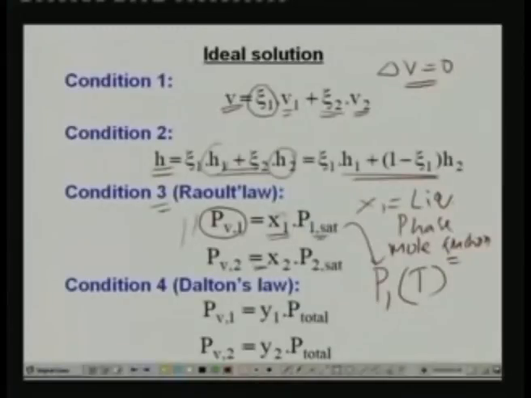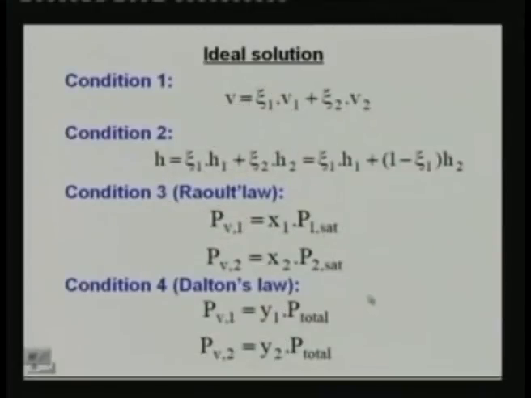So, if you know the composition and if you also know the saturation properties, you can find out what the vapor pressures in solution are. What is Dalton's law? If you remember, Dalton's law is for the vapor phase, and it says that the vapor pressure of component 1 in the vapor phase is equal to the mole fraction of component 1 in the vapor phase into the total pressure P total. Similarly, the vapor pressure for component 2 is equal to the product of mole fraction Y2 into the total pressure. This is Dalton's law.